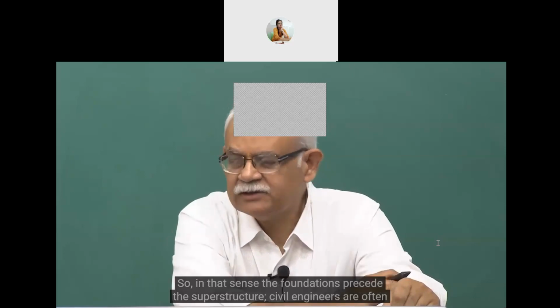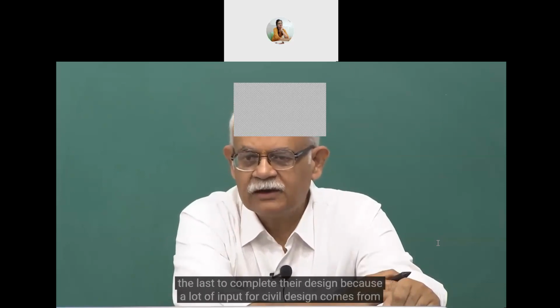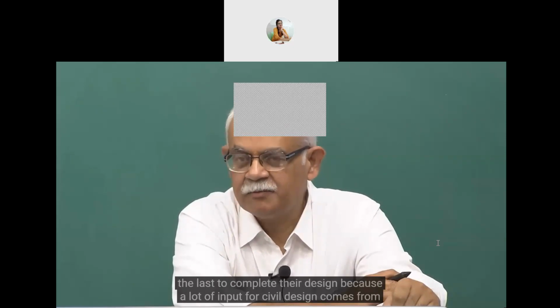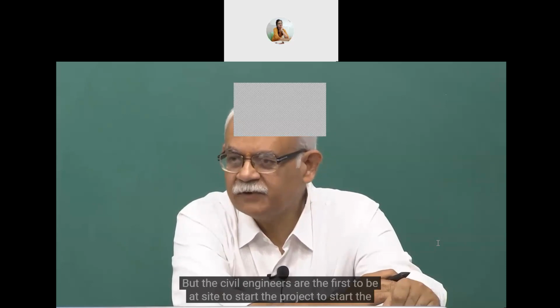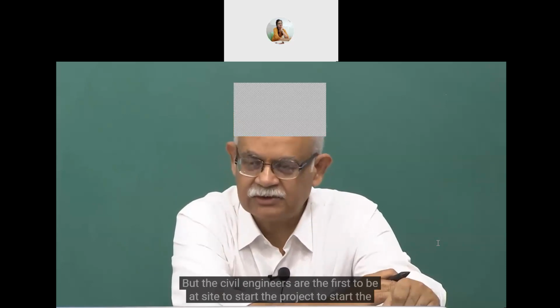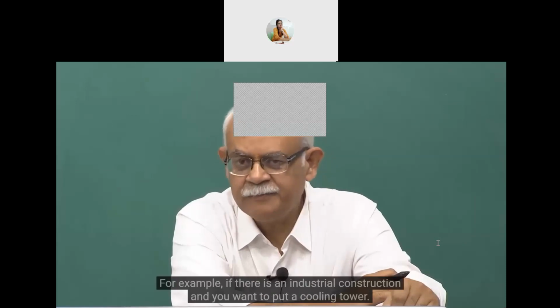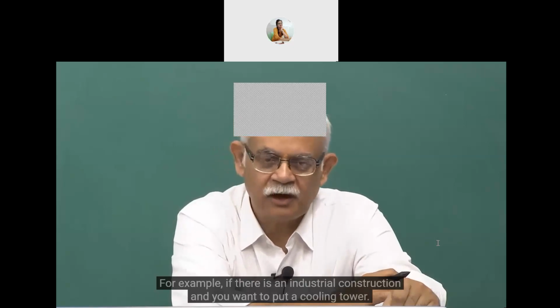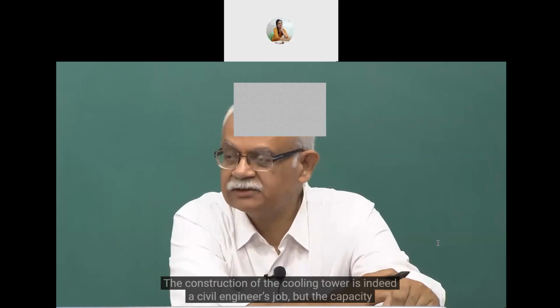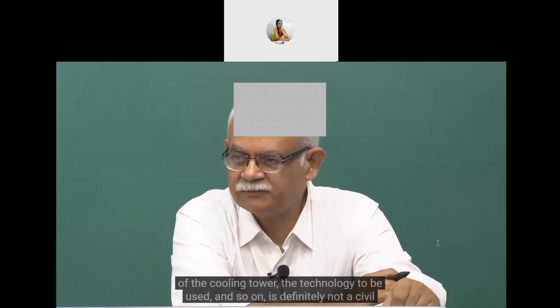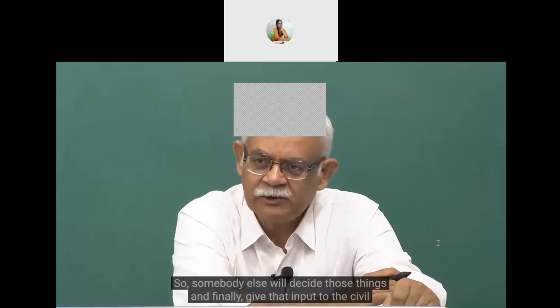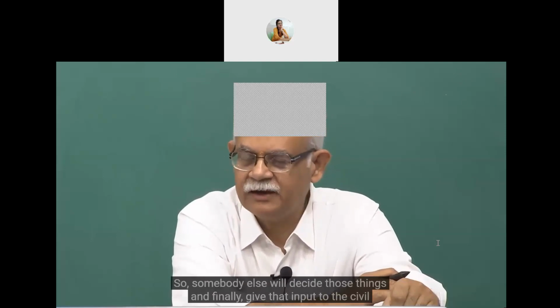Civil engineers are often the last to complete their design because a lot of input for civil design comes from mechanical and electrical engineers. But civil engineers are the first to be at site to start the construction in the project. For example, if there's an industry or an industrial construction and you want to put a cooling tower, the construction of the cooling tower is indeed a civil engineer's job, but the capacity of the cooling tower, the technology to be used and so on is definitely not a civil engineer's cup of tea. So somebody else will decide those things and finally give that input to the civil engineer who has to start his design.